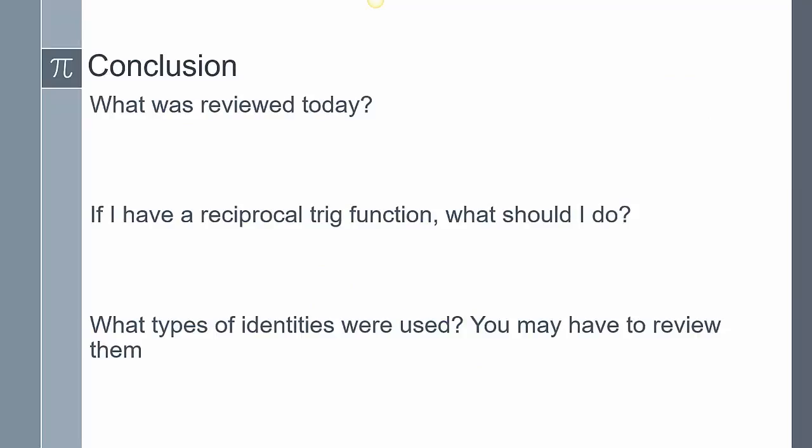So in conclusion, what was reviewed today? Well, we examined how to solve trig equations, and we looked at both basic six-function trig equations, sine, cosine, tangent, etc., and various examples of what I need to do with that. We also looked at identities, and we had an example where I had to use an identity to turn it into a format in which I could solve it. If you had a reciprocal trig function, what should you do, and what types of identities were used?